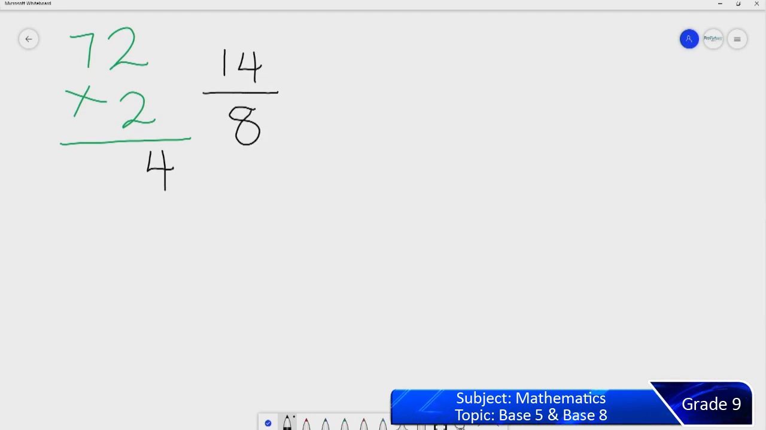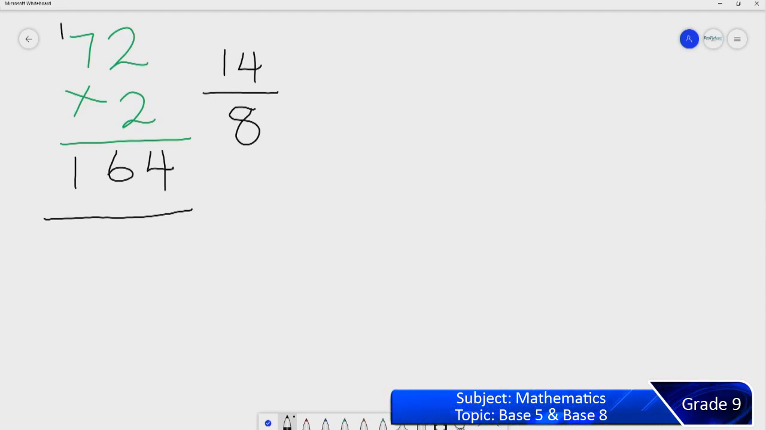So how many times could 8 go into 14? 1. We put a 1 at the top. And how much is remaining? 6. And we just bring down the one that's remaining up there. So 72 multiplied by 2 in the base 8 number system gives us 164 base 8.